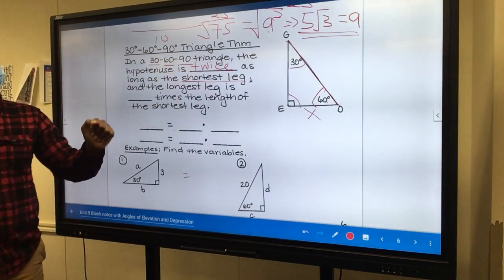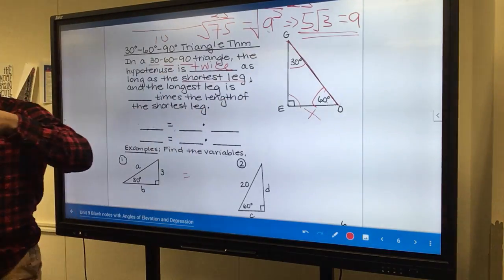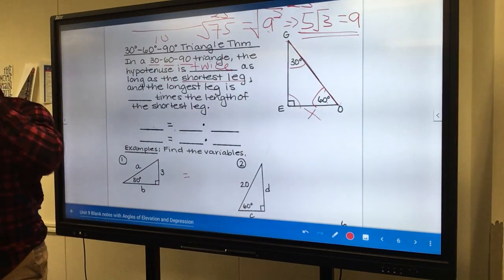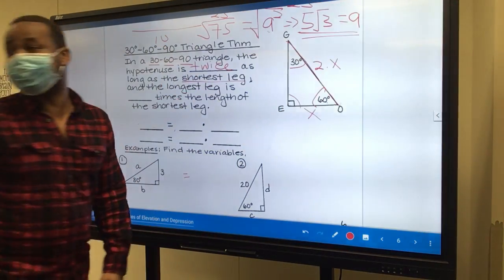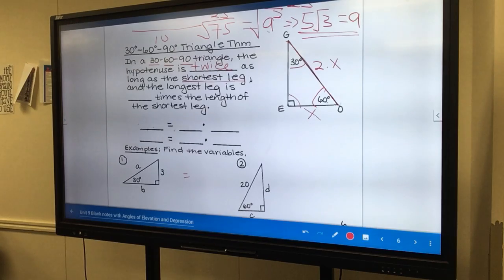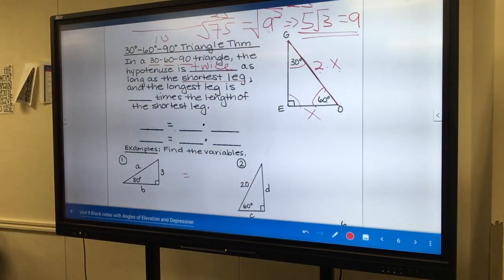According to what we are saying, the hypotenuse is twice the shortest length. So this will be 2 times X, which is 2X. Do you get the idea? It's very important to know that the hypotenuse is 2 times the shortest leg, okay?